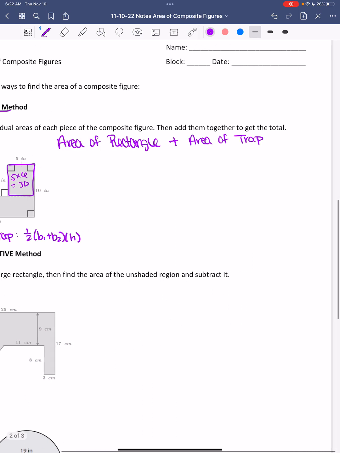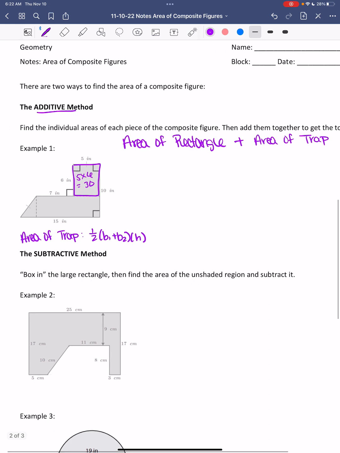Whenever I first taught it to you guys, I told you all to label what you have. So I'm going to put it down here at the bottom. Base 1 is equal to 12. Base 2 is equal to 15. And then your height, that's going to be your 4, and that one's going to be right here. The reason I know that is because this whole side right here was 10, and 10 minus 6, which was part of that rectangle, is going to be 4.